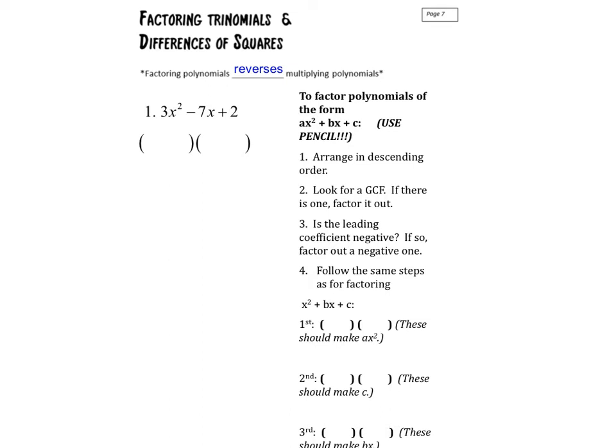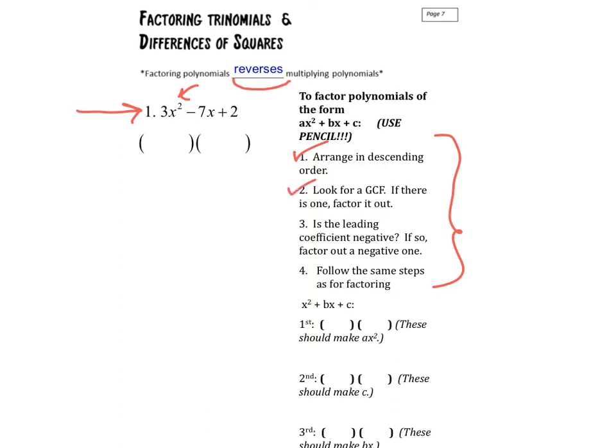Notice that factoring polynomials is the reverse of multiplying polynomials. What we are going to do every time we factor, we are going to go through the following steps. First, we're going to arrange in descending order. So that means we're looking at the powers. Big powers in the front. Check it off. We already have that. So if you look, you have this x squared here.